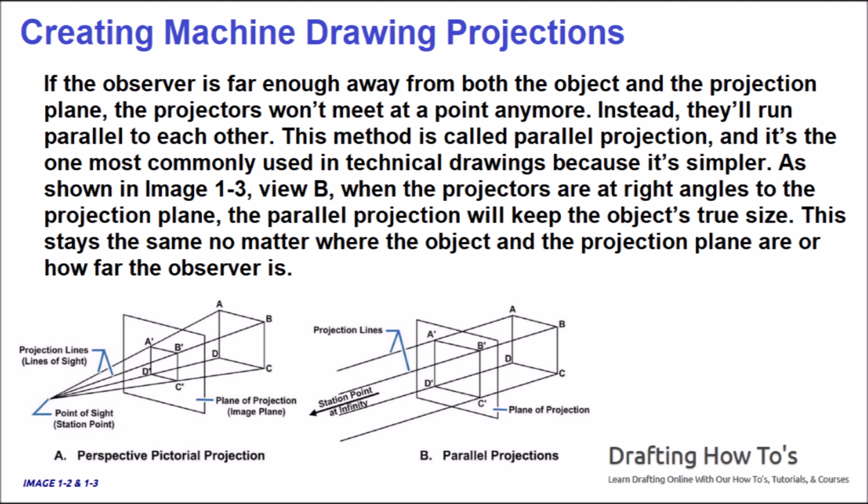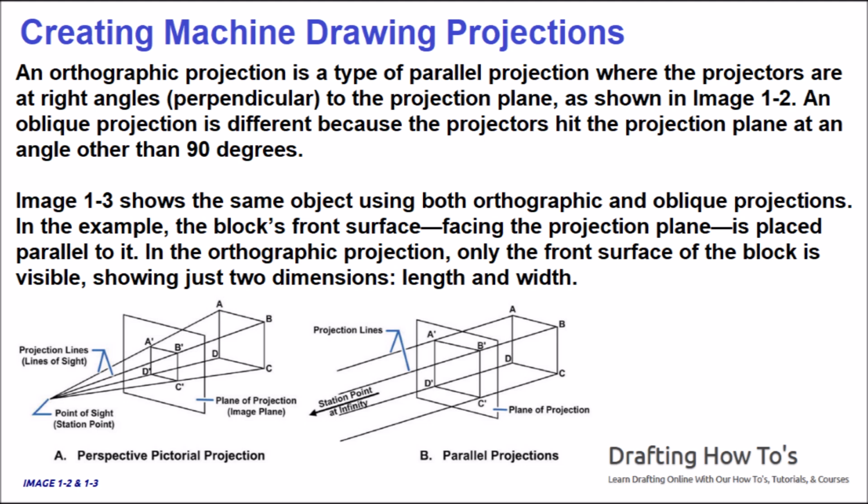As shown in image 1.3, view B, when the projectors are at right angles to the projection plane, the parallel projection will keep the object's true size. This stays the same no matter where the object and the projection plane are or how far the observer is.